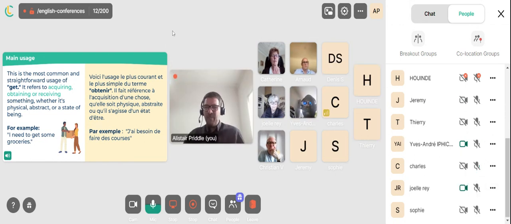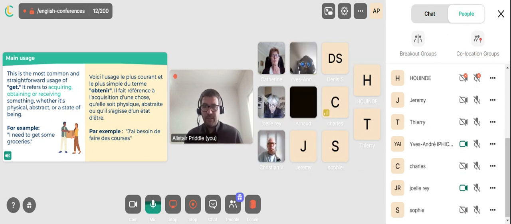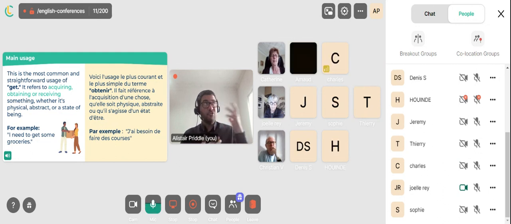Thank you. For example, let's look at that example. I need to get some groceries. Let me read through that again. Have a listen and check the translation as well. This is the most common and straightforward usage of get. It refers to acquiring, obtaining, or receiving something, whether it's physical, abstract, or a state of being. For example, I need to get some groceries.